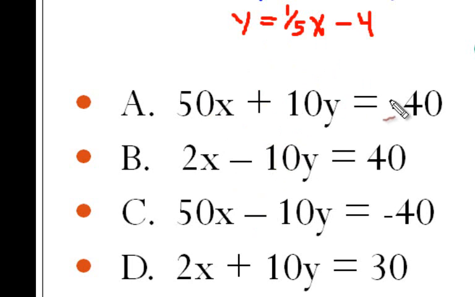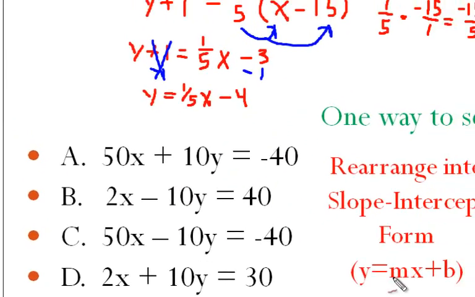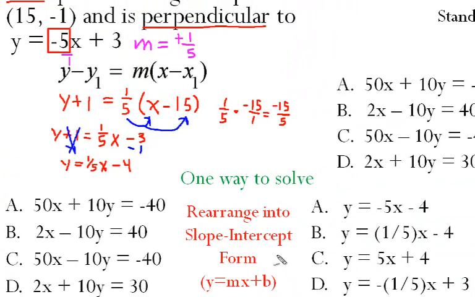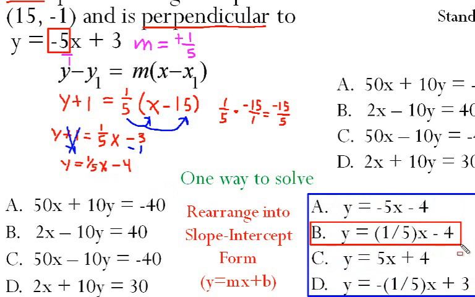So if we did use this way of rearranging these equations in the slope-intercept form, y equals mx plus b, this is what we would get. I went ahead and did all of them for you so you can see them. And if we look at which one matches ours, let me see here. Okay, we're trying to see which one matches our equation that we have, we'll see that it's B. B matches ours. Y equals 1/5 x minus 4. So that would be our answer.